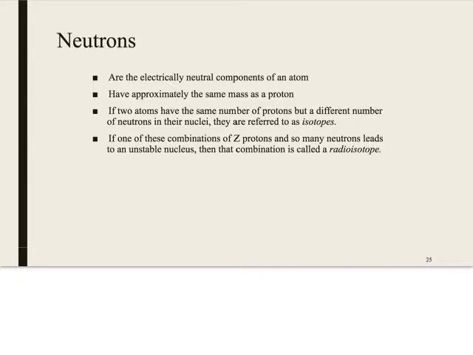And then neutrons are the neutral components of an atom. I kind of think of them as the glue that keeps the thing together. There should be the same number of protons as neutrons in an atom. And if there isn't the same number of protons and neutrons in an atom, that's kind of one of the defining characteristics of a radioisotope.